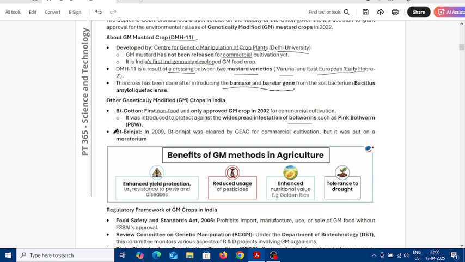Then we have BT brinjal also. In 2009 it was cleared by the GEAC body for commercial cultivation, but it is put on a moratorium. It means it has been put on hold now. What are the benefits? Higher yield, use of pesticides will reduce, and we can add nutrition value in GM crops.